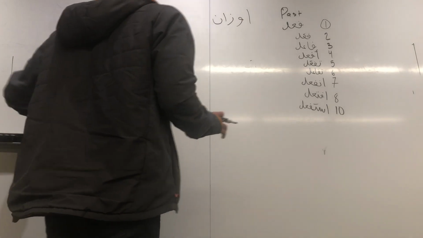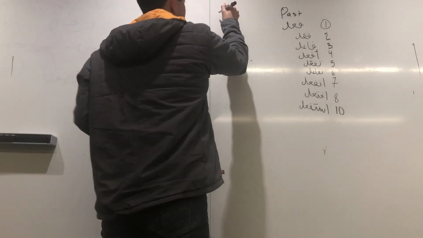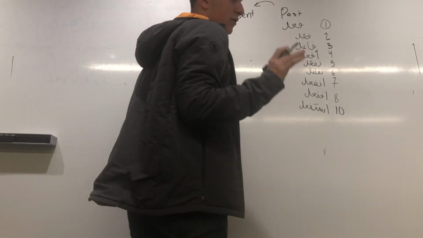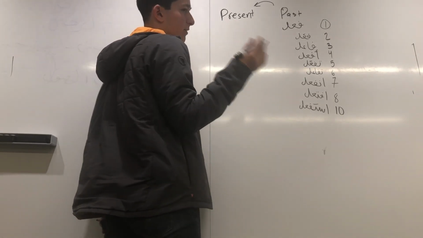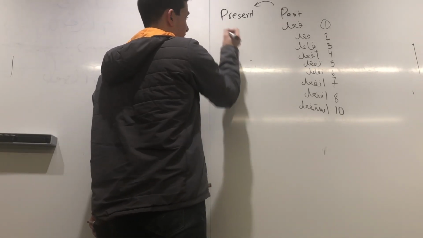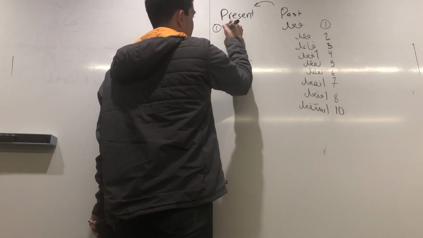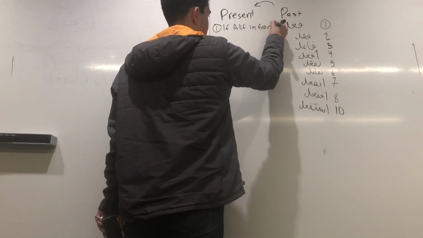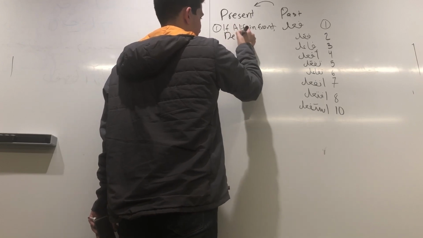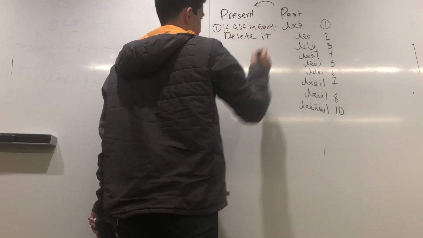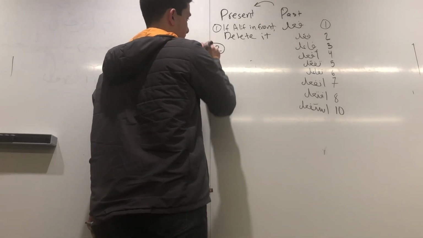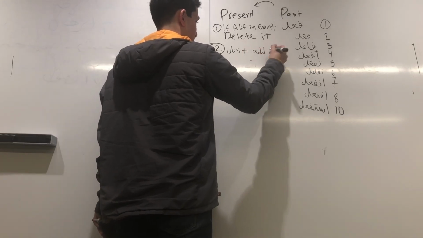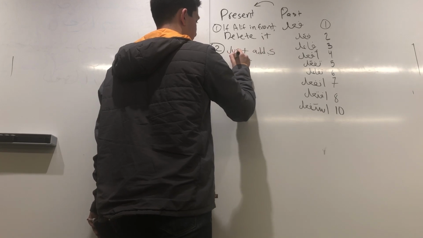There's a fundamental rule for memorizing the present tense form of the wazn. To make it from past to present, you just have to remember one fundamental rule and one caveat. The caveat is, if there's an alif in the front, delete it or erase it. The second rule, and this is the fundamental principle, is to just add a ya in the front.